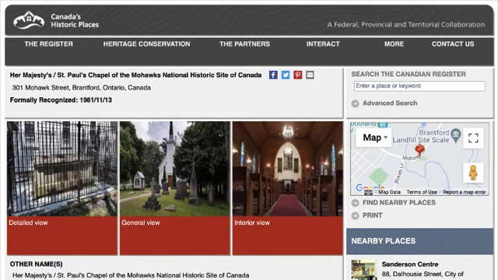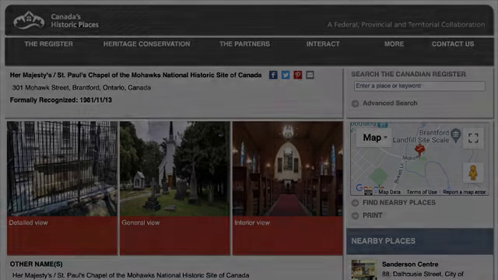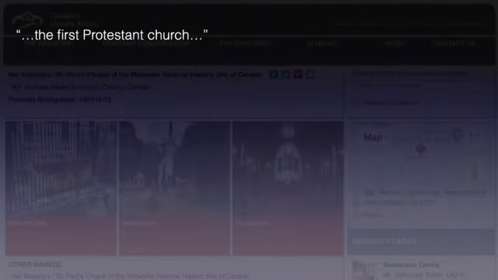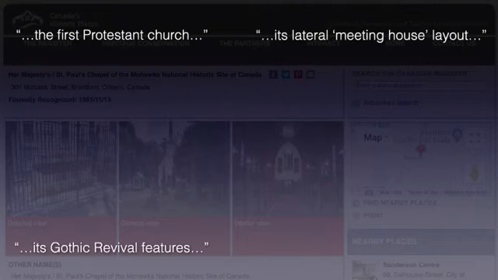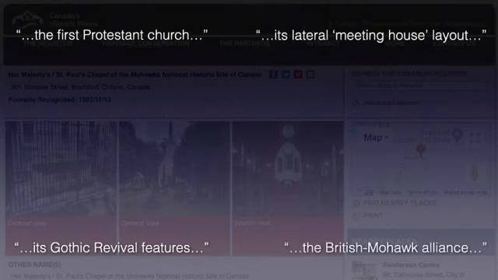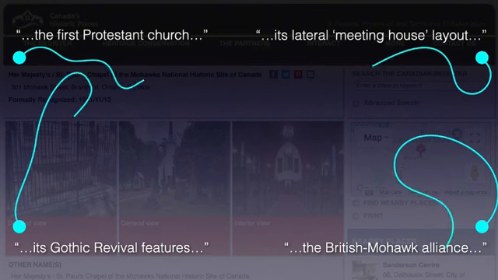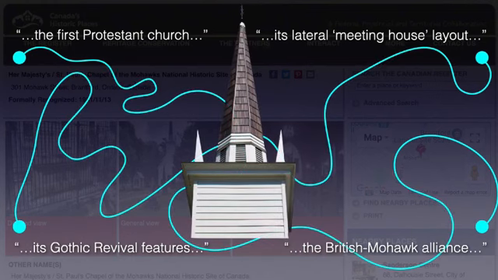One of them is that it is the first Protestant church in Upper Canada, which of course is now Ontario. Also, Parks Canada identified what they called its original lateral meeting house layout. I thought, that's interesting. I want to unpack that too. They refer to its mid-19th century Gothic revival features. And finally, the 4th thread I'm going to unpack is what they refer to as the depth and strength of the British-Mohawk alliance. So I want to follow these 4 threads on very winding paths through history and show how they intersect at the Mohawk Chapel, and they're all part of the building's DNA.